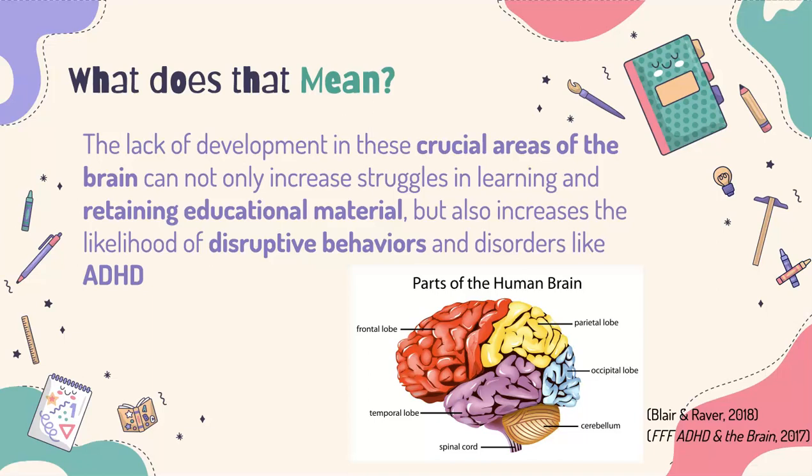Those are critical areas of the brain, not just for a person to function, but also for us as educators, as those are kind of the things that we need to utilize to teach somebody something new. So these critical areas of the brain are not developing fully. It could be as a result of a mixture of things, stress, malnutrition, what have you, and can not only increase struggles in learning and retaining educational material, but also can predispose people to disorders like ADHD or other learning disabilities, increase of disruptive behavior, lack of impulse control, things of that nature.